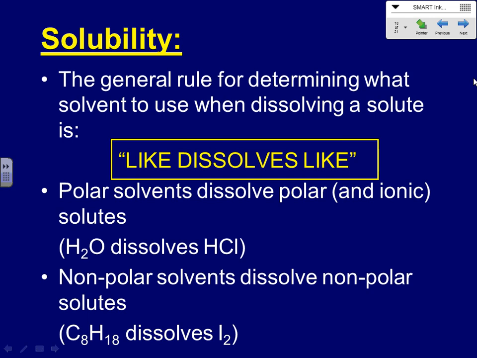Polar solvents will dissolve polar solutes. And ionic counts as that, because ionic is really extreme polarity. If you have sodium chloride instead of hydrogen chloride, it just means the delta EN for sodium chloride is greater than 1.7. It's like extreme polarity. So if you have something like water, water can dissolve HCl. Water can dissolve sodium chloride.